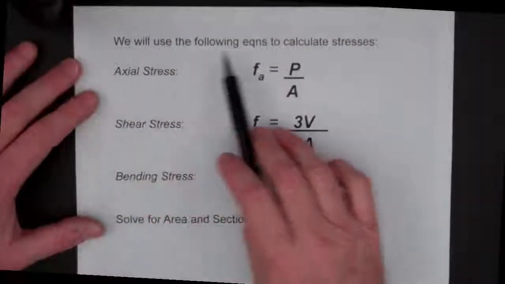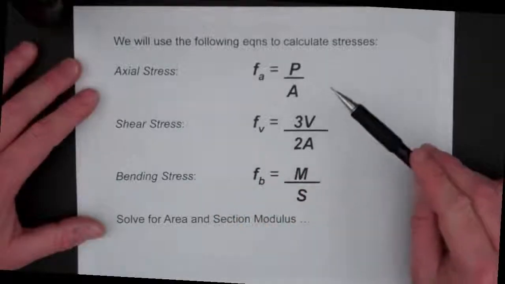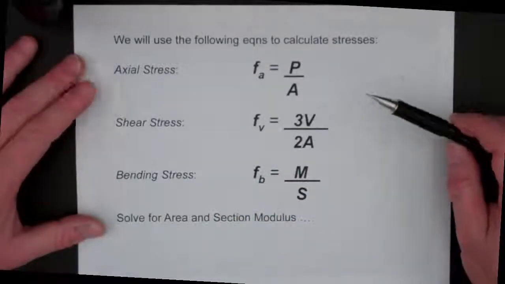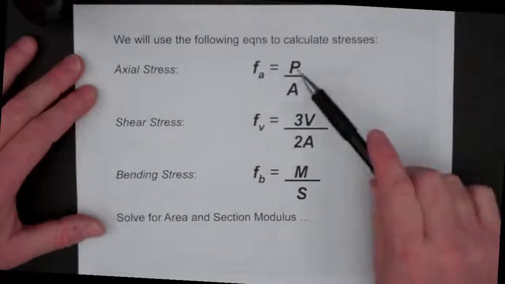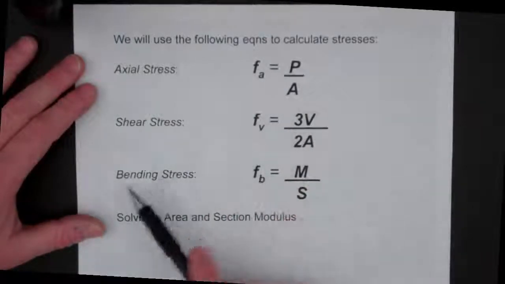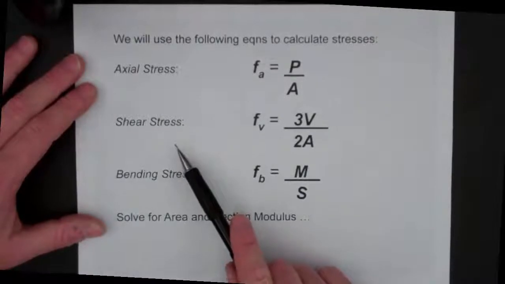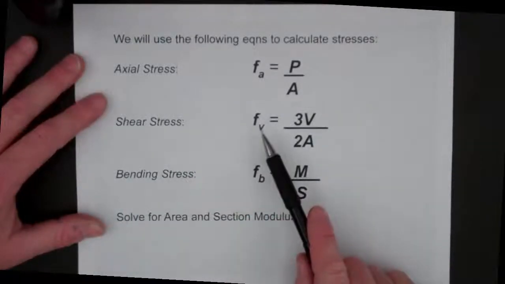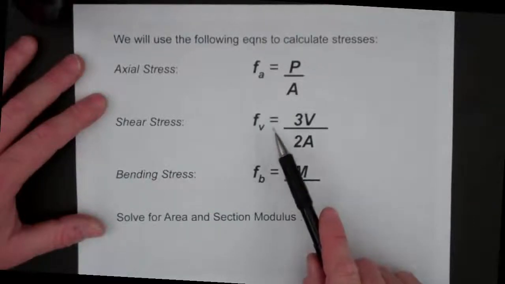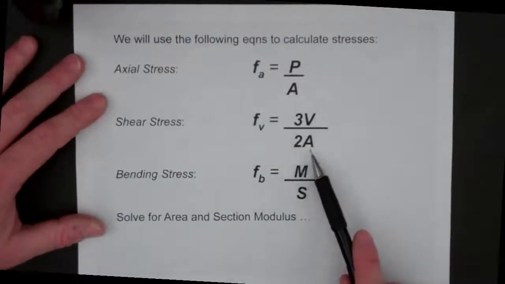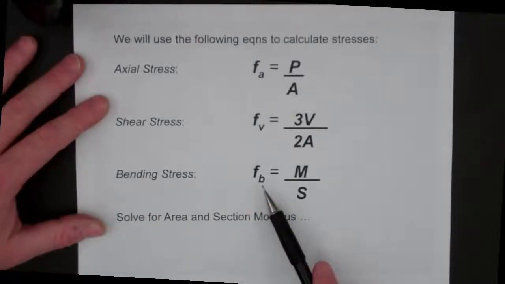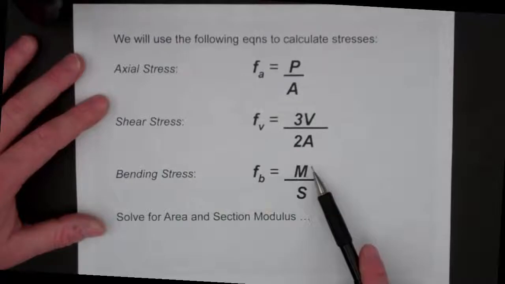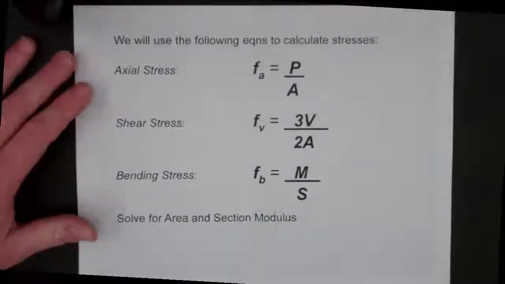From our previous discussion, we looked at the relationships for stresses from strength of materials. The axial stress, F sub A, is equal to the force divided by the area. The shear stress, F sub V, in a rectangular beam is 3 times the maximum shear, V, divided by 2 times the area. And lastly, our bending stress is F sub B, equal to the maximum moment divided by the section modulus S.